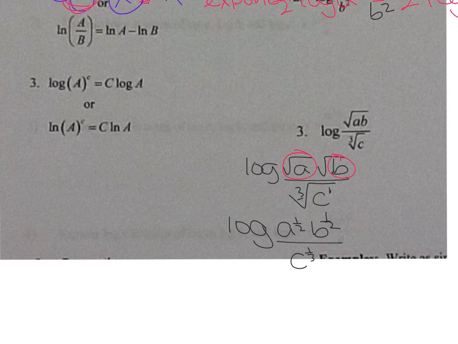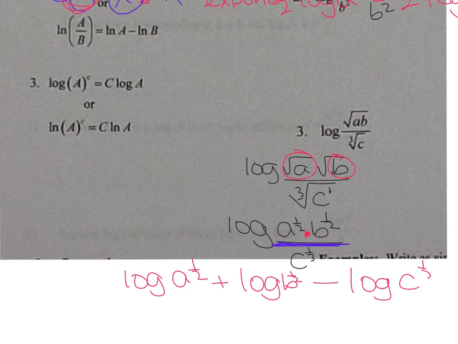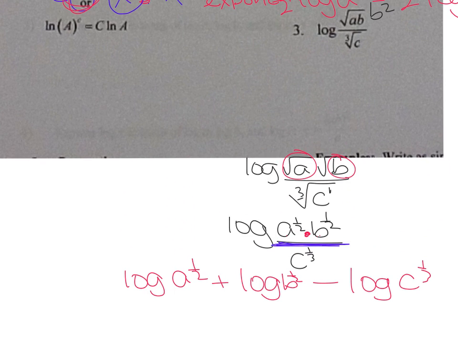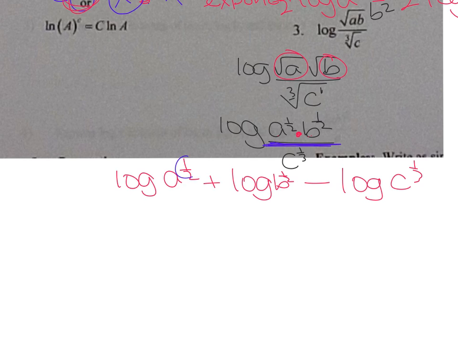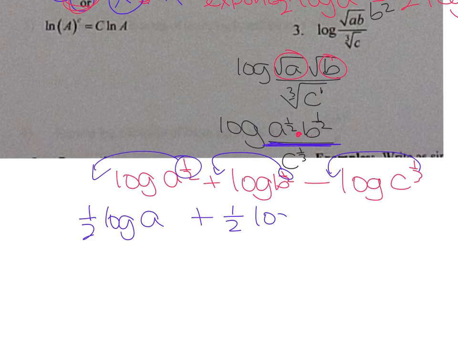Okay, so now I'm going to start separating. So I have a multiplication here, so that's going to separate a and b with a plus. And then I have a division here, which is going to separate with a minus. And don't forget to give everybody a log when we do this. So it's log a to the half plus log b to the half minus log c to the 1/3 power. All right, now I'm going to take my exponents. They're all going to go into the front of the log. So it's 1/2 log a plus 1/2 log b minus 1/3 log c.